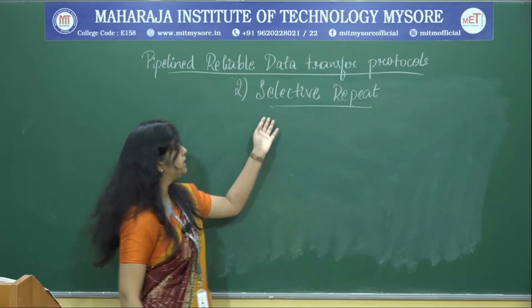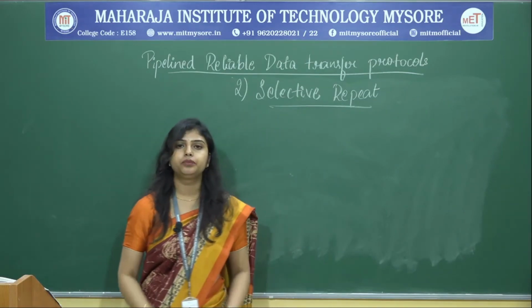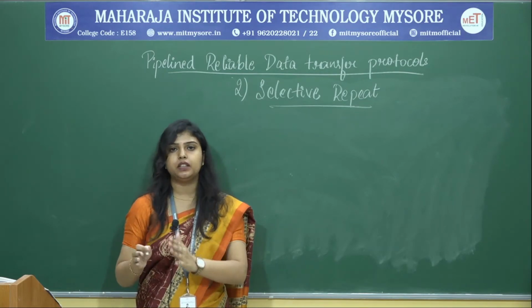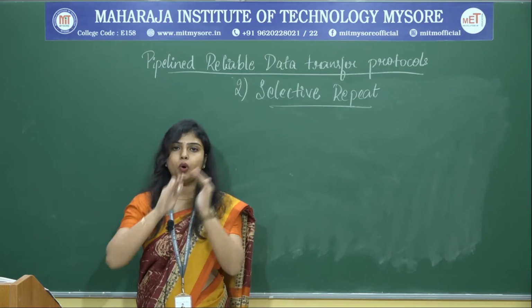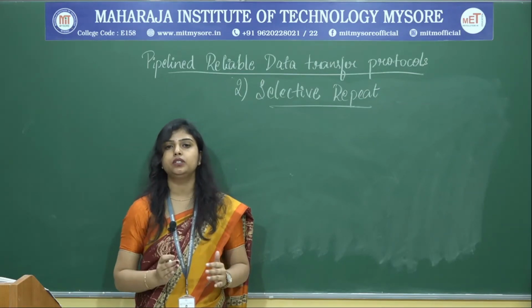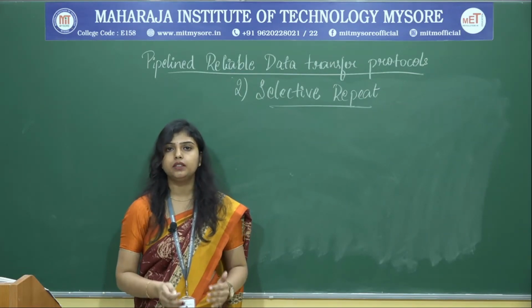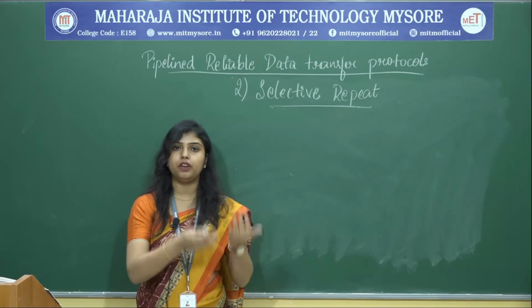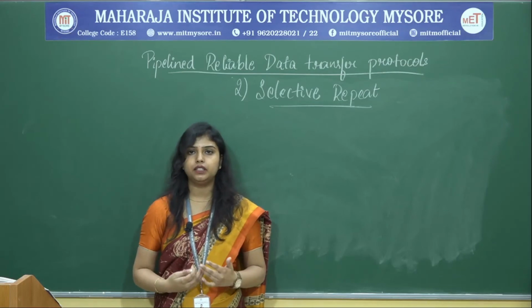The next method is selective repeat. What was the major drawback of Go Back N? If one packet is lost in the sequence, it was sending the whole window to the receiver, isn't it? It is quite unnecessary to send the whole sequence, as some of the packets have been correctly received by the receiver and we have also acknowledged them, isn't it?